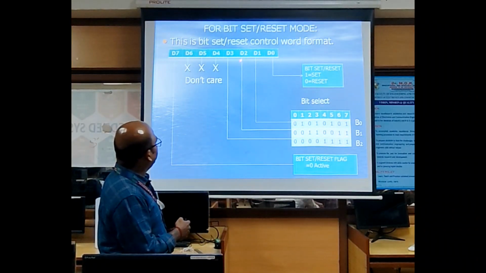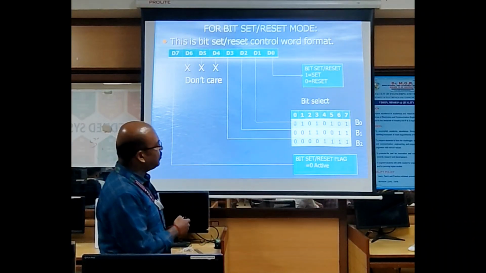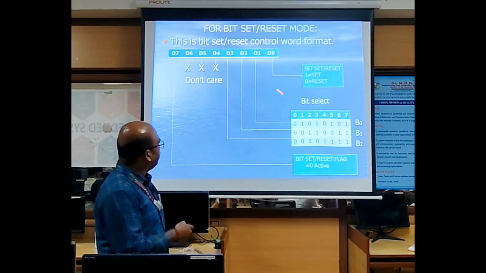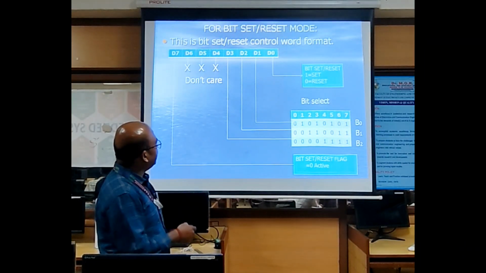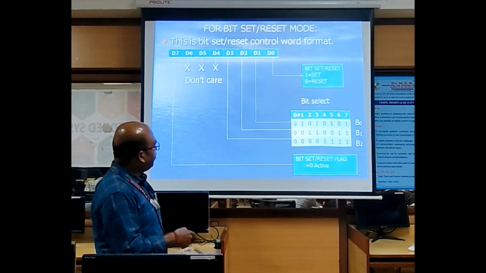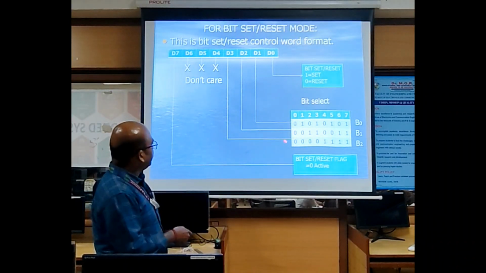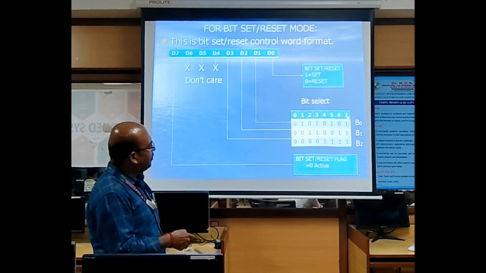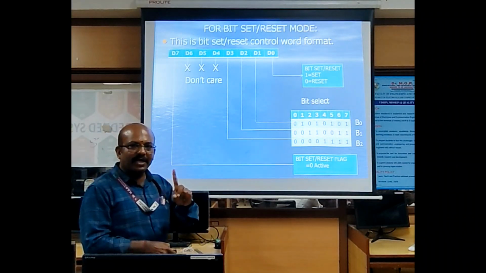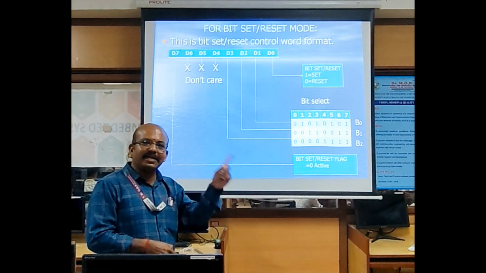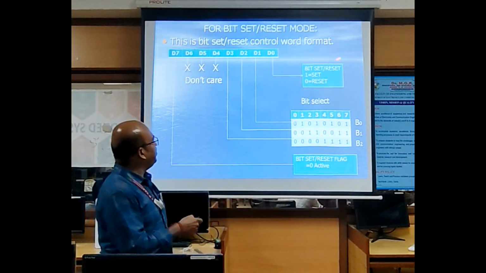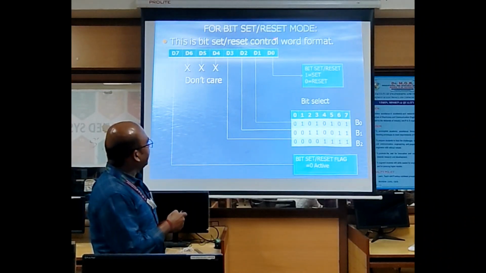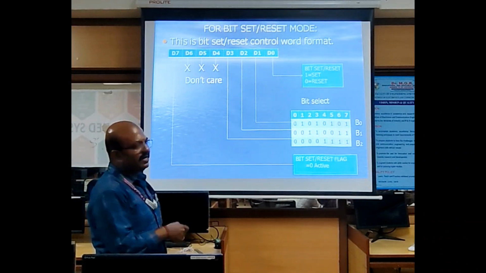So here D1, D2, D3, these 3 bits are used to select any one of the pins in port C. So depending upon the pins, the more bit selection. So 000 means pin 0 will be selected in port C. 001 means PC1 selected. Like that 111 means PC7 selected. So you can select any one of the pins first, and whether the selected pin is set or reset will be decided by D0. D0 1 means the selected pin will be set. D0 0 means the selected pin will be reset.